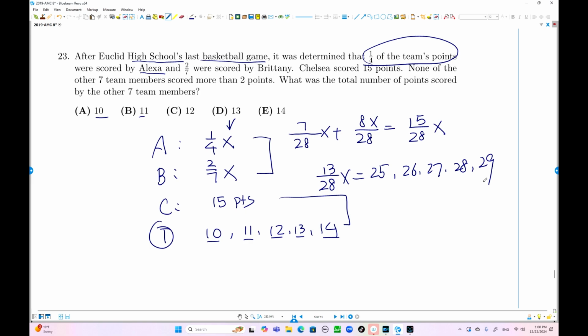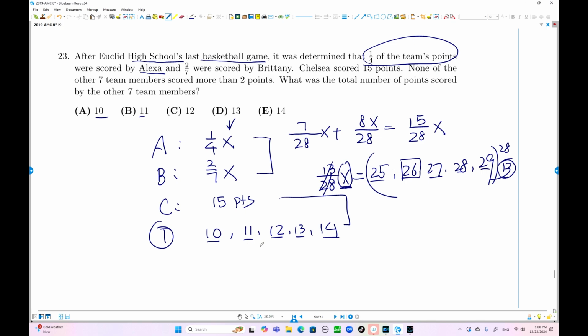That's it, okay? What is the value of x? Times 28 over 13, isn't it? But the number of points must be an integer, okay? Which numbers make it an integer? Only 26, isn't it? 26 is a multiple of 13. All other numbers are not, okay?